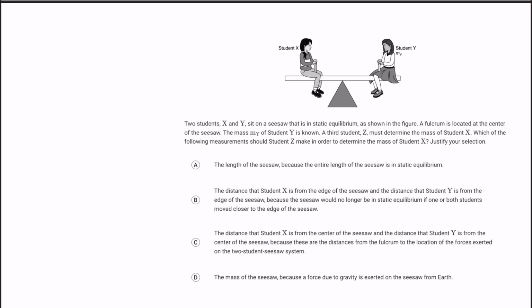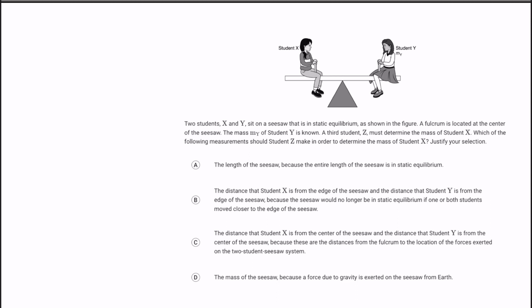So here we have a figure of two students on a seesaw. The fulcrum is assumed to be at the center of the actual bar that makes up the seesaw. The two students, X and Y, sit on a seesaw that is in static equilibrium, as shown in the figure. The fulcrum is located at the center of the seesaw. The mass of student Y is known. A third student Z must determine the mass of student X.